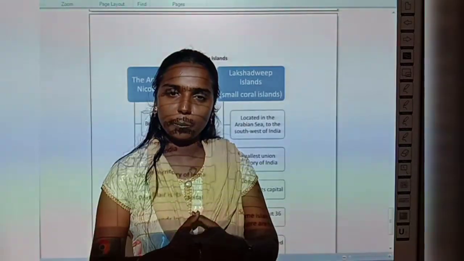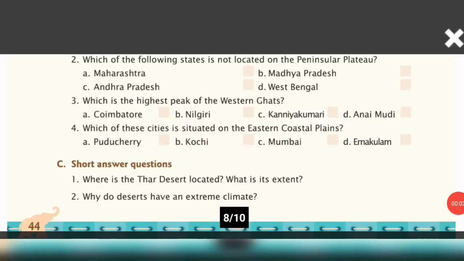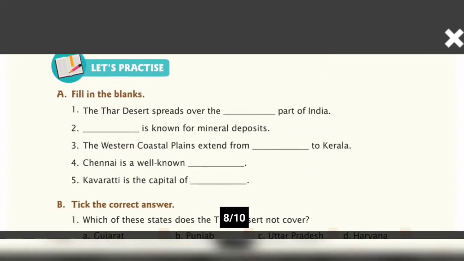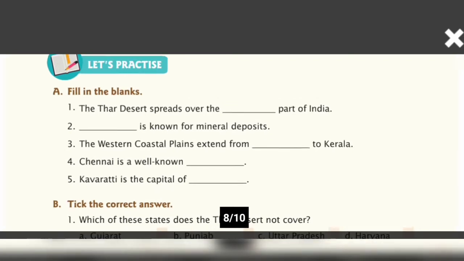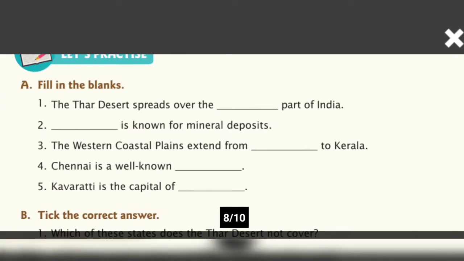Now shall we do the book back exercise? Yes children, now all of you take your students book page number 44, okay? Students book page number 44. Shall we start? Yes, see, let's practice Roman letter A, okay? Shall we discuss the answers? So what is the first question?